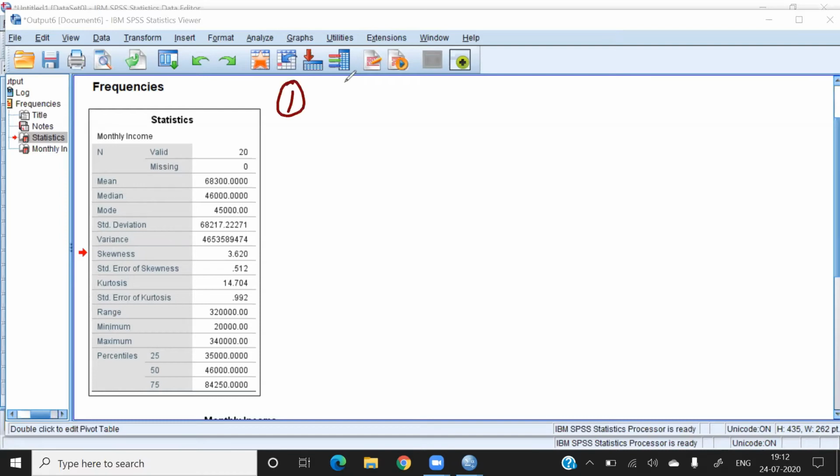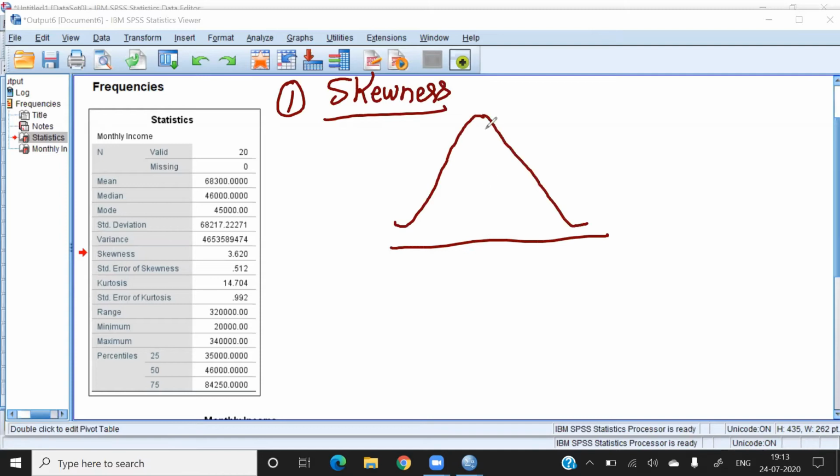So first is skewness. Basically, we have a normal distribution like this. A normal distribution is like a bell-shaped curve, and we have the mean, median, and the mode at the same point. The concept is, I repeat, if the mean, median, and mode are the same, then the distribution is known as normal distribution. It comes like a bell-shaped curve, and it is entirely symmetrical.